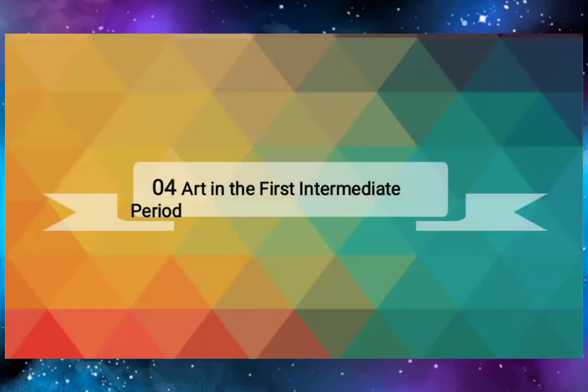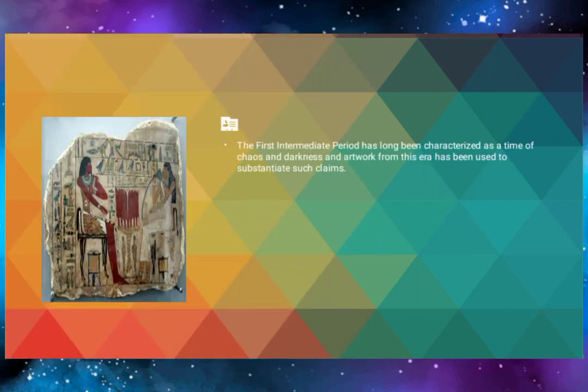Hello everyone, I am Faye Baoya and today I'm going to tackle the art in the first intermediate period. So, the first intermediate period has long been characterized as a time of chaos and darkness, and artwork from this era has been used to substantiate such claims.